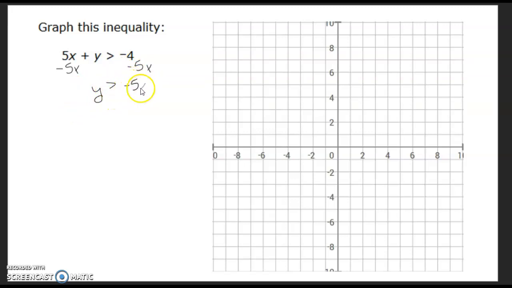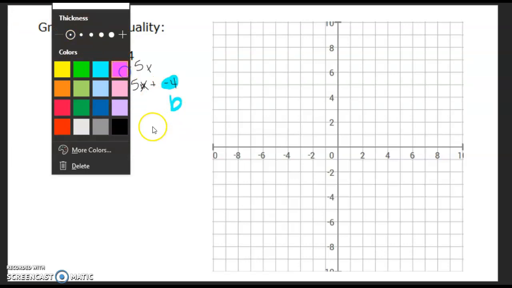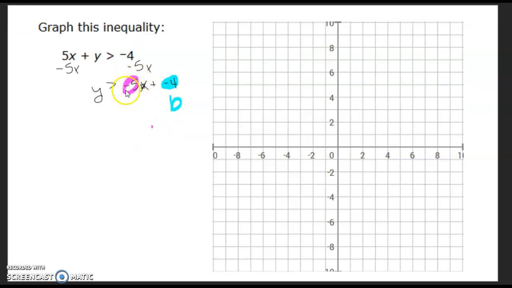Now I'm going to write this as -5x plus -4. If you wrote it backwards, you can flip it in another step. I just wanted to skip a step. I don't have to divide anything in front of y because there's nothing in front of y other than just a solid 1. So now I can use this information. This -4 is where I begin, that's my b. And this -5 is my slope, or my m.